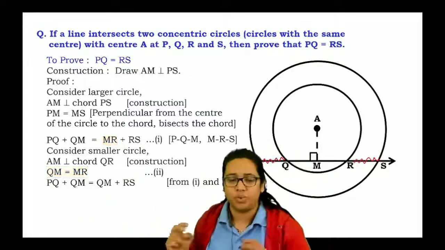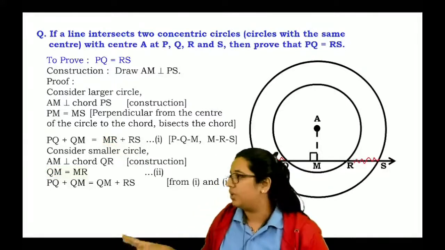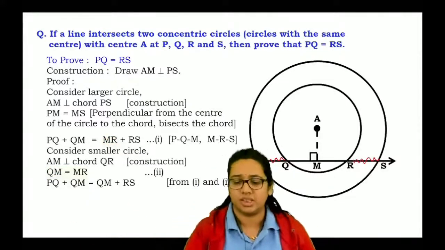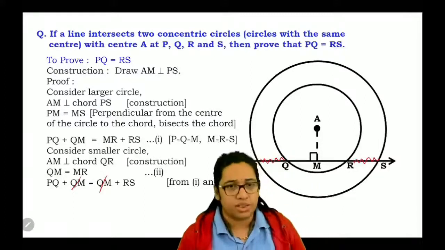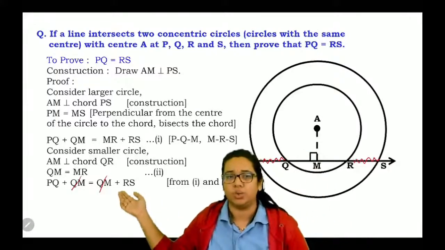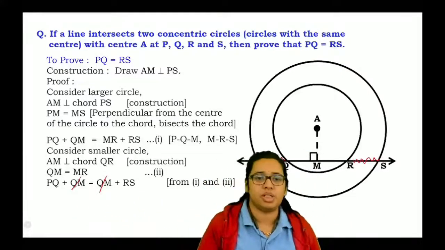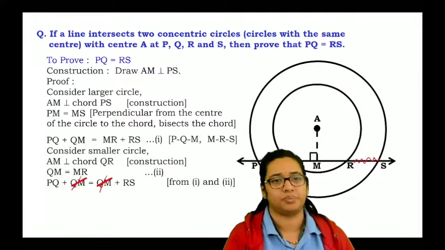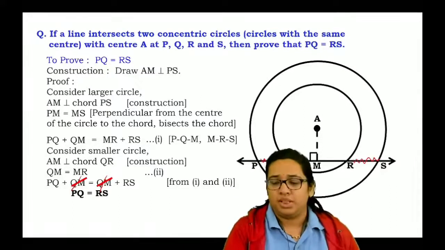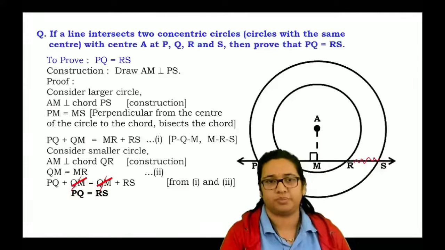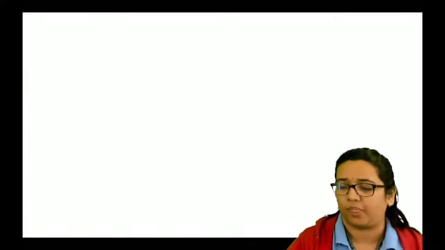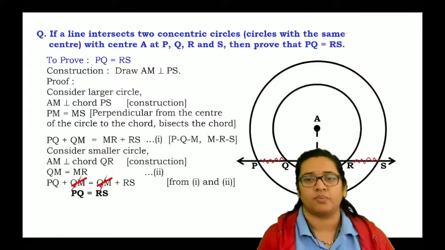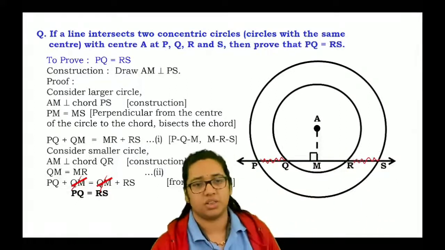I think the next part you can easily see now, right? Can you guess the next part? We'll just cancel this QM with QM. So you can say that PQ and RS are equal. Okay. Hence the required result. That's it. If you want to take a screenshot, just go through it.